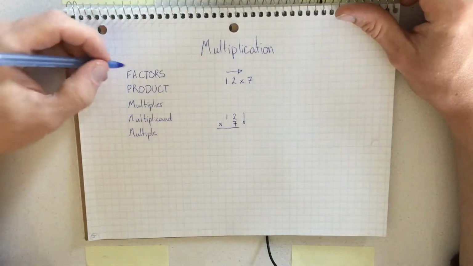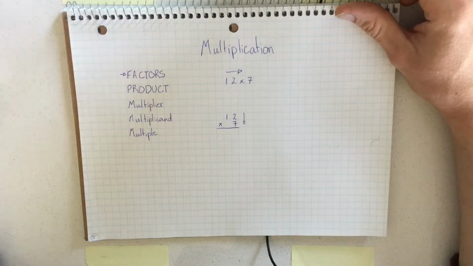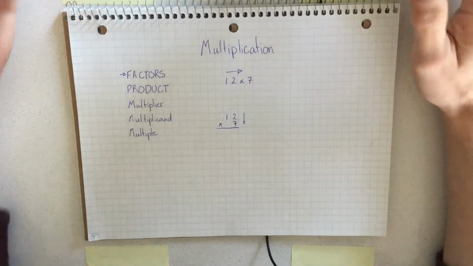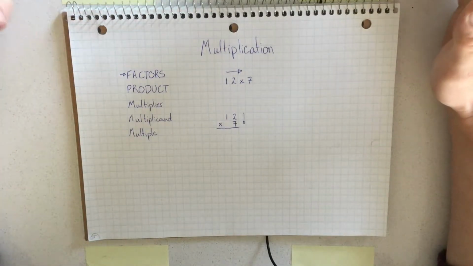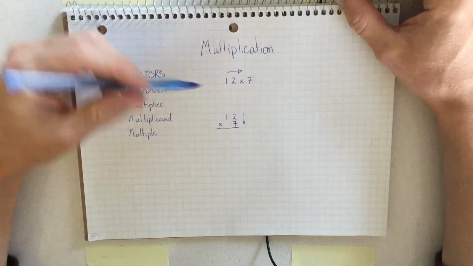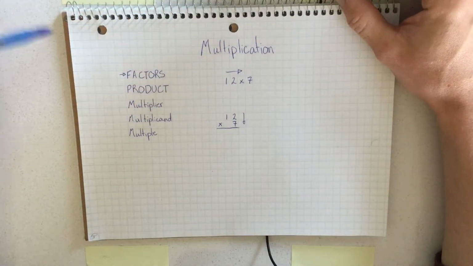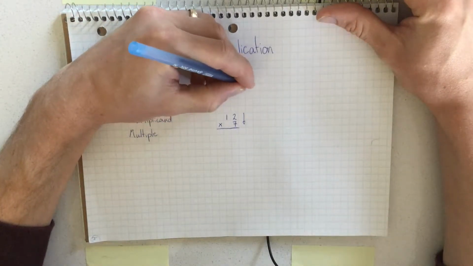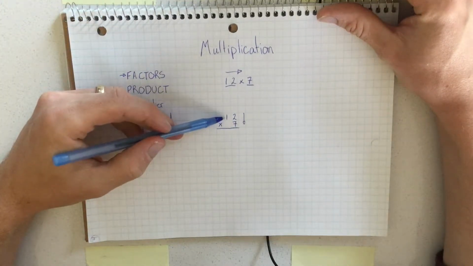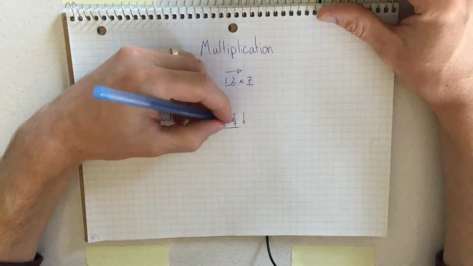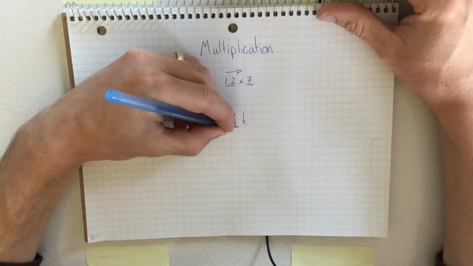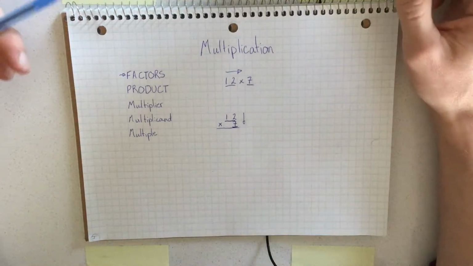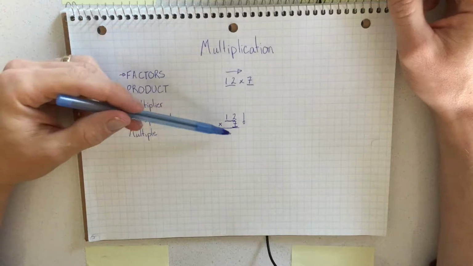The factors are the two numbers that create a product. So they're the actual numbers in your problem or your operation. So up here, in this case, our factors are 12 and 7. Same thing down here. In this operation, our factors are 12 and 7. Factors just means the two parts that make the problem. We either have 12 groups of 7 or we have 7 groups of 12.